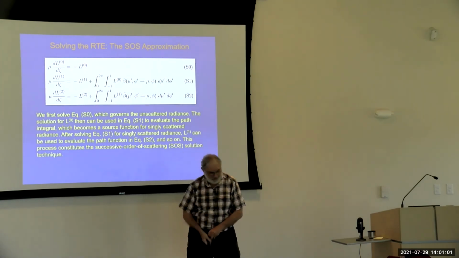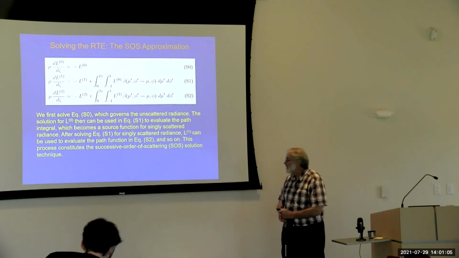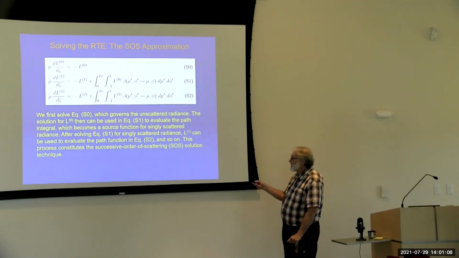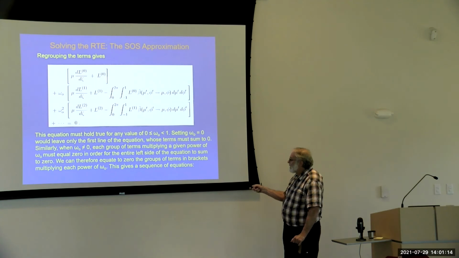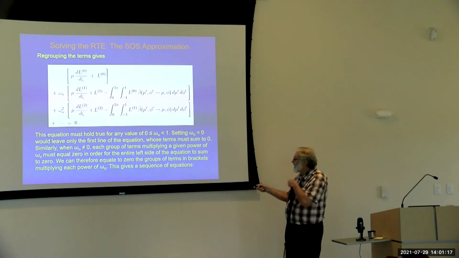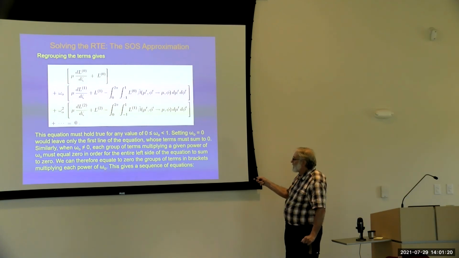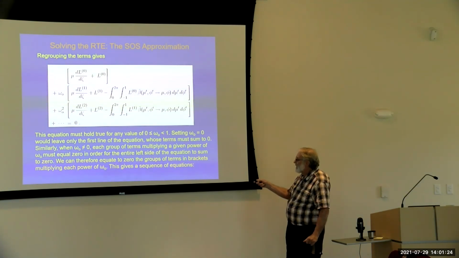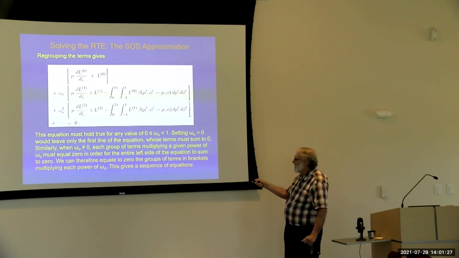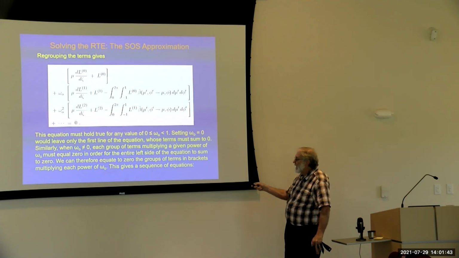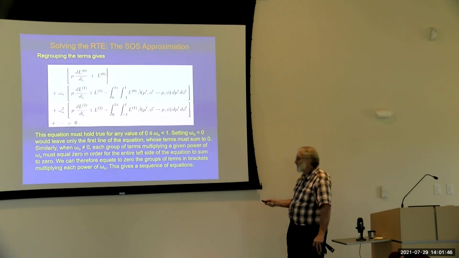So what this technique does is it simply takes the first equation, solves that, gets L0, and uses L0 in here. And notice, because of this multiplication by omega naught, that the term being integrated is always one order of scattering less than what we're solving for. So unscattered light is being scattered to create light that was scattered once. And then light that was scattered once is being scattered again to create light that was scattered twice. So that's the physics of what's going on.